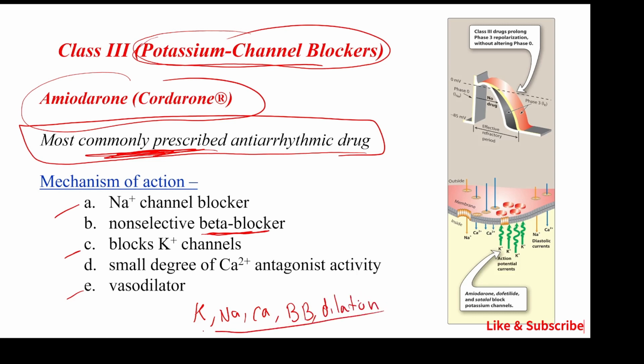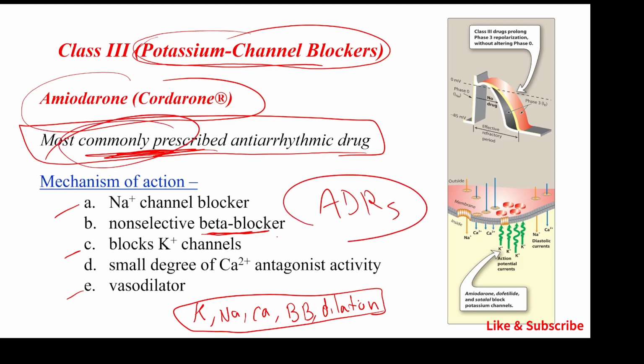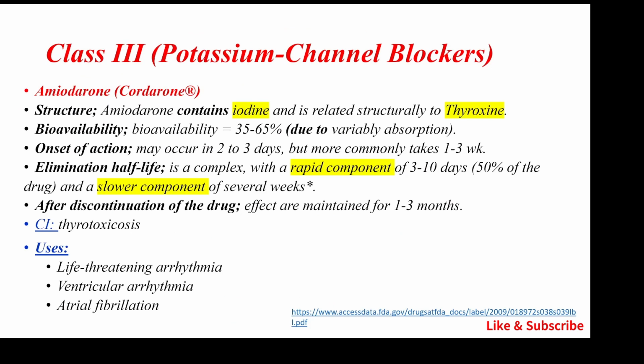Okay, so we consider amiodarone the most effective and most commonly used medication, but it has a lot of adverse drug reactions. So we have some advantages and disadvantages. The advantage is that it is the most commonly used and most effective medication for cardiac arrhythmia, but it is associated with adverse drug reactions. We are going to discuss them later. Amiodarone contains iodine in its structure, therefore it may cause thyrotoxicosis. Amiodarone bioavailability is between 35-65%.